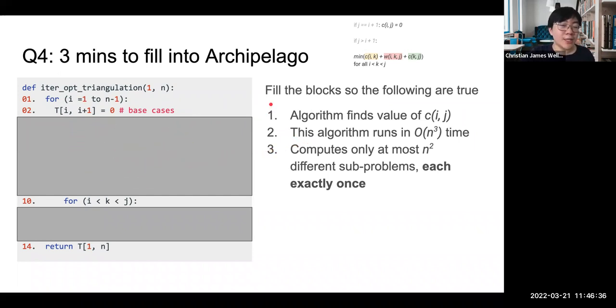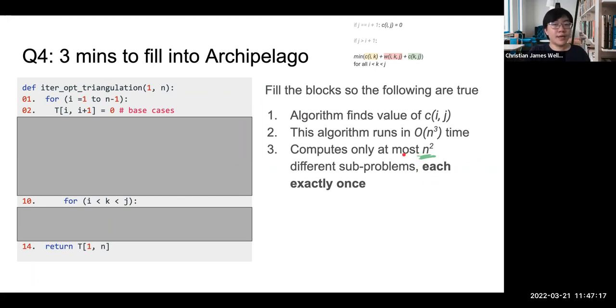But take note of the goal. We want to complete the code such that the algorithm finds the value for Cij correctly, and it runs in O(n cubed) time. So the time to compute the optimal triangulation is O(n cubed). We compute at most n squared different sub-problems, same as our observation before, but each of them exactly once, meaning you want to save it somewhere so that you can reuse it. You don't have to recompute.